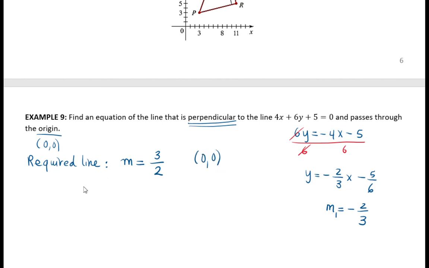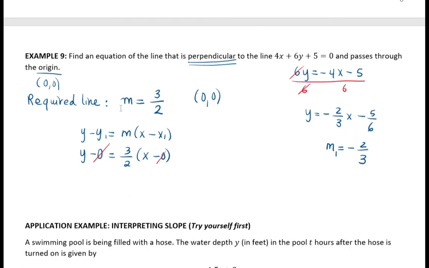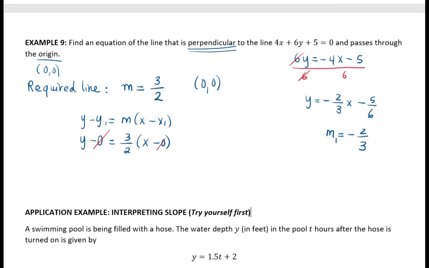So we use that same formula, y minus y1 equals the slope times x minus x1. So it's y minus 0 equals 3 over 2 times x minus 0. As you see all these zeros, you can simply take them out. And so we got the equation y equals 3 over 2 times x. So that's the line which is perpendicular to the given line, and that passes through the origin.